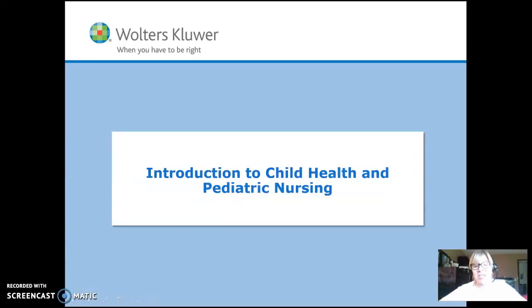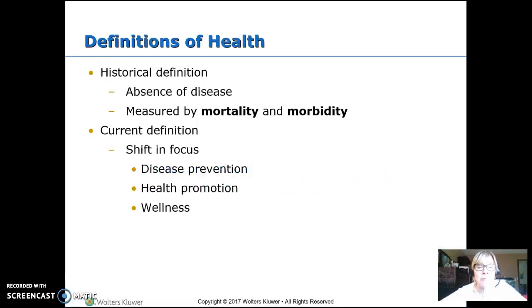This is Introduction to Child Health and Pediatric Nursing from Kyle and Carmen's textbook, Essentials of Pediatric Nursing. So let's start with defining health.